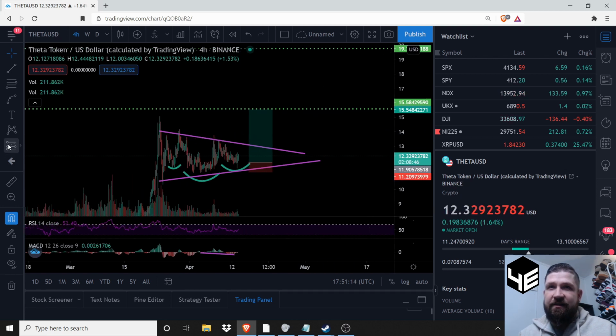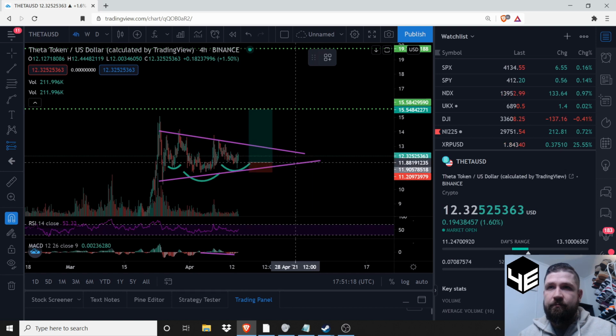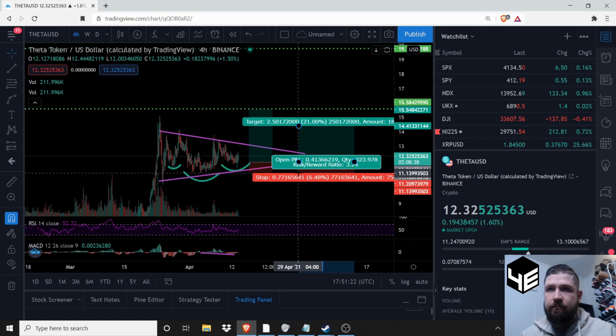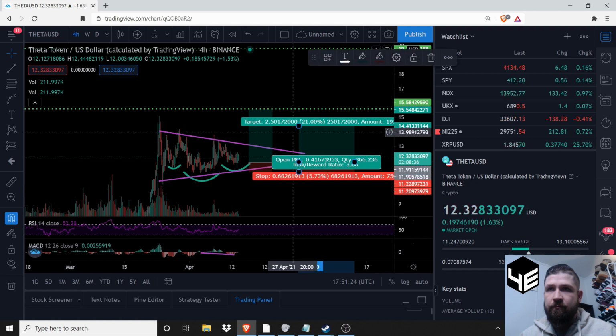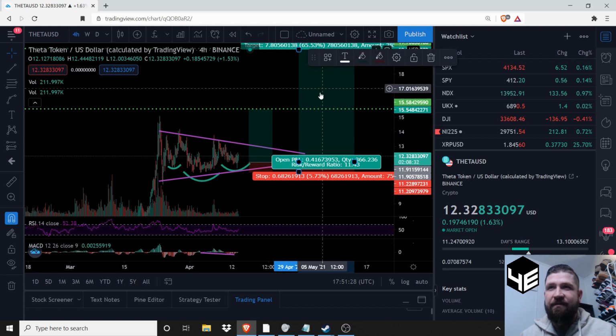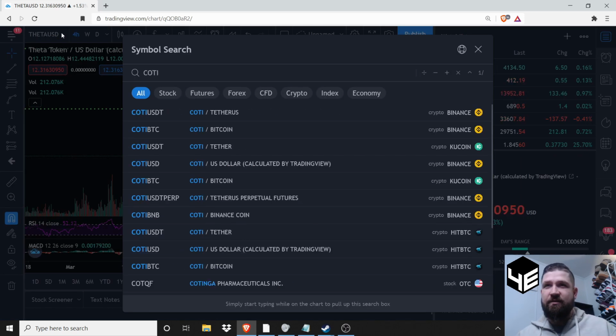And if a secondary, let's see the risk reward on the other target. It's 11-to-1. So it's a really good risk to reward. So I really like Theta. Now there's one other coin I want to take a look at, and that's COTI to the USD.